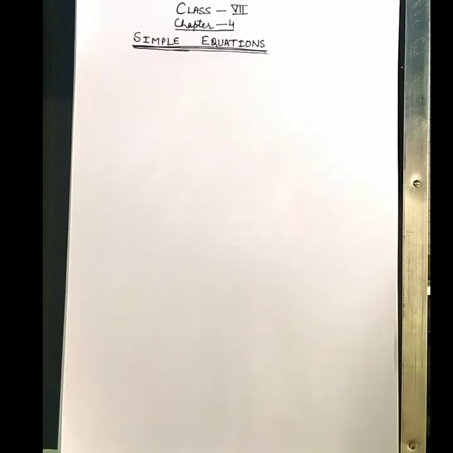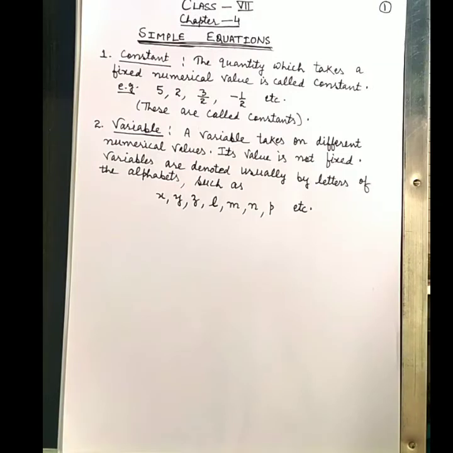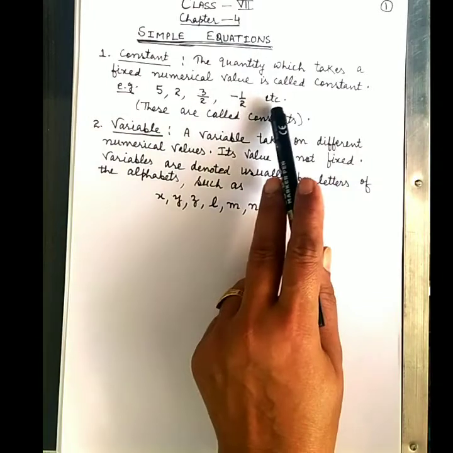Now, first one is constant. The quantity which takes a fixed numerical value is called constant. Fixed value means whose value is not changing. For example, 5, 2, 3 by 2, minus 5, minus 1 by 2, etc. It may be any numerical value. Clear? These all are called constants.